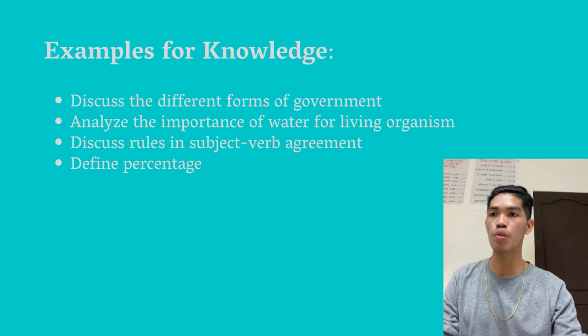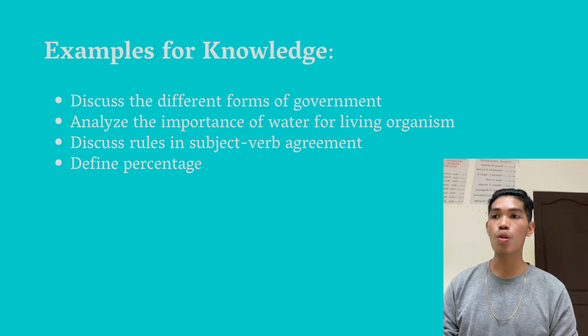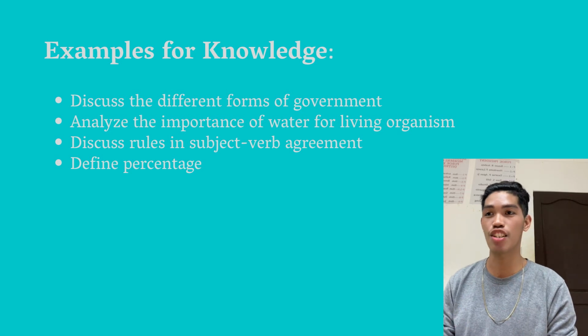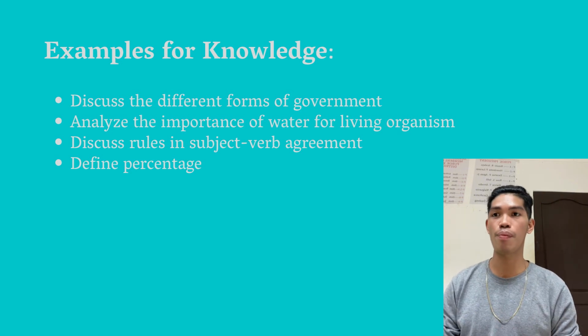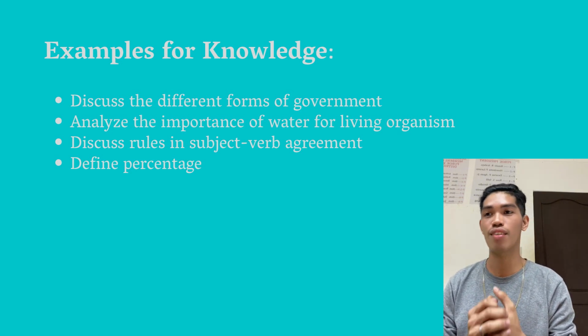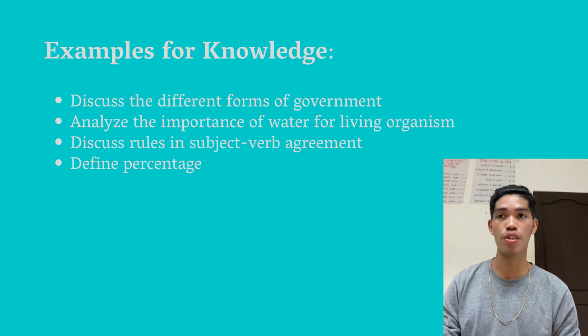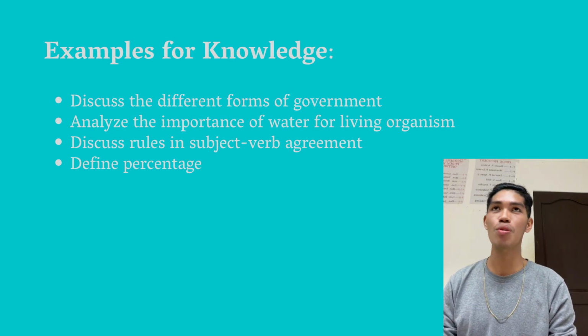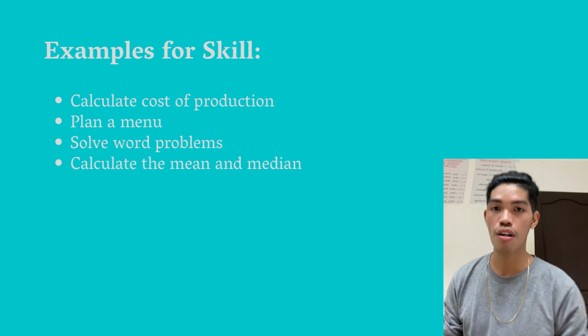Next, we have discuss the rules in subject-verb agreement. Of course, in an English class, it is more on imparting the knowledge about subject-verb agreement, the proper usage of grammar rules. Next, we have define percentage. This is more on mathematical formula. It will give us knowledge about how to define percentage, how to answer percentage, or how to compute percentage. Moving on, we have also the examples for skill.